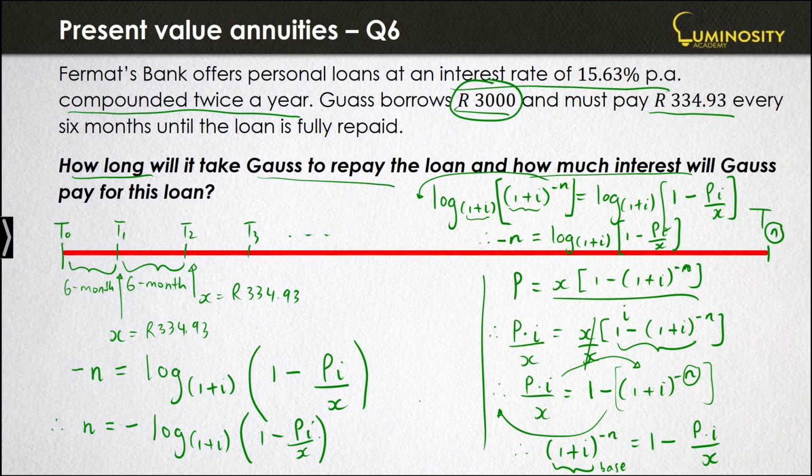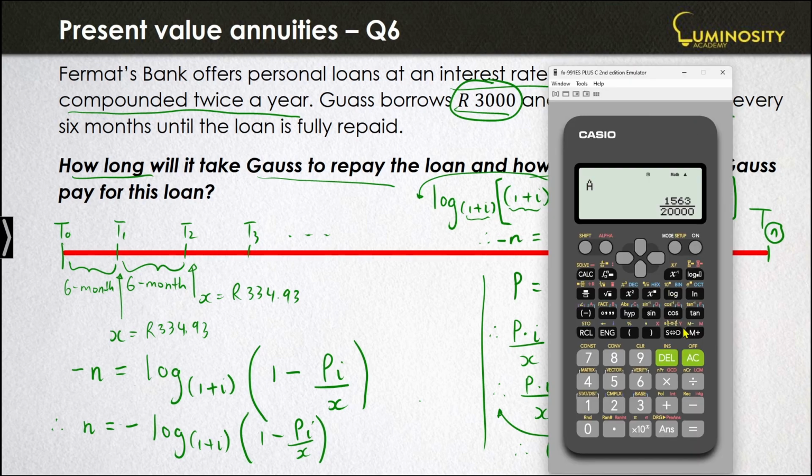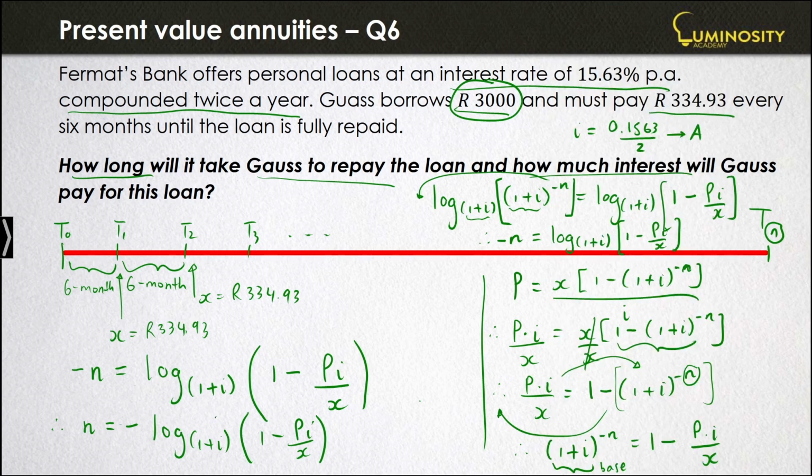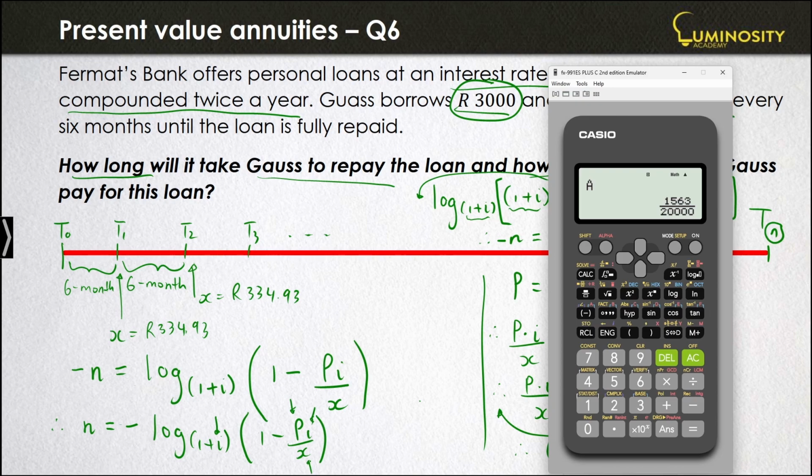Okay, so now, what are all the variables that we have? Well, we said we stored it, I think, in A. We'll check now, 0.1563 over 2. That was the value we stored in A, so let's just check. Yes. Okay, so that's the i that's going in there and over there. We've got P as 3,000 and we have our x as 334.93. So I can put all that in.